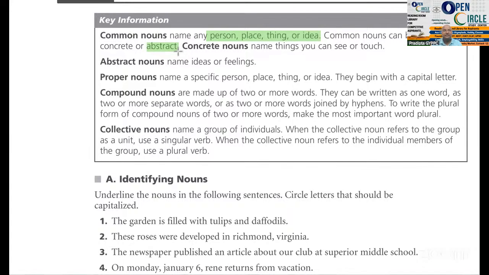Understood? Yes, sir. Abstract nouns mean they can't be seen or touched. Only they could be felt. Correct. They can only be felt, but they cannot be seen or touched. That's why they are abstract. Let me ask you, sound, S-O-U-N-D, is this concrete or abstract? Concrete.